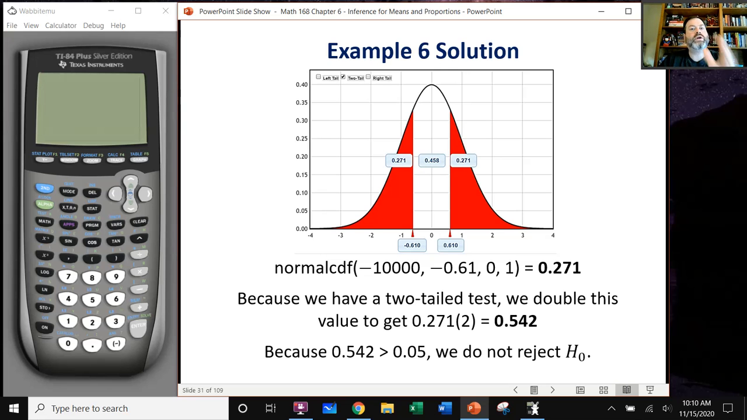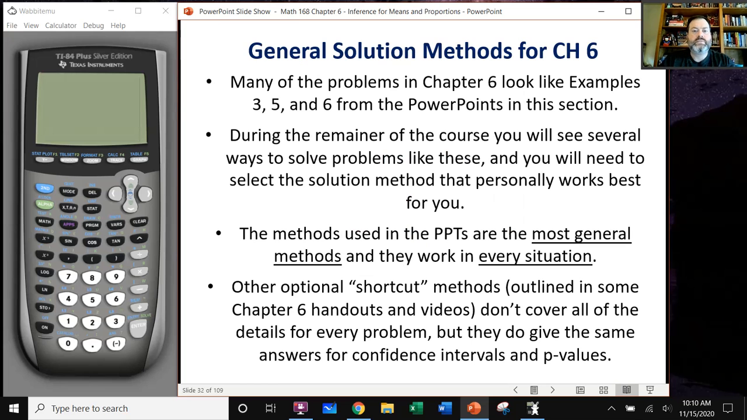I went over at the beginning of the video that there's really only 3 new things in chapter 6. And you can see that we're using 2 of them. And in a couple more sections, we'll use 1 more. Many of the problems in chapter 6 look like examples 3, 5, and 6 from the PowerPoints in this section.